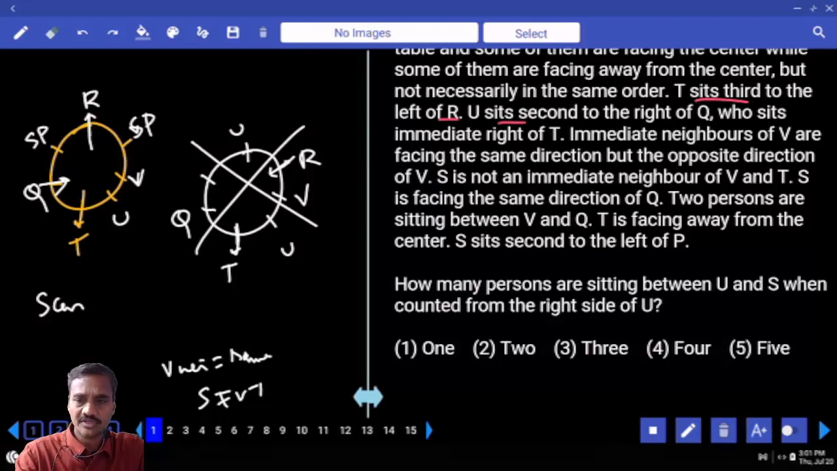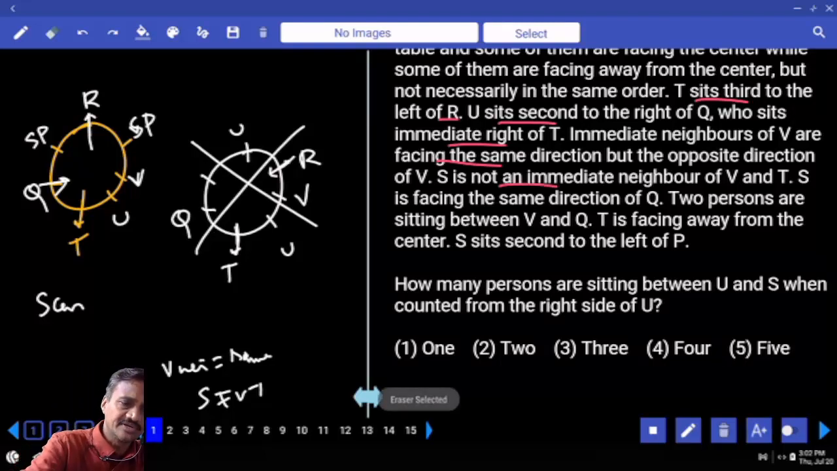And next one, U sits second to the right of Q. U is seated second to the right of Q, and Q sits to the immediate right of T. Immediate neighbors of V are facing the same direction but opposite to V. And next one, S is not an immediate neighbor of both V and T.